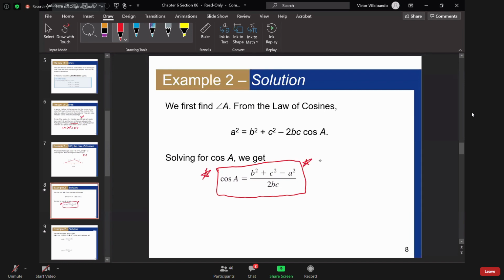That's the formula to find angle A for the cosines. So again, if you knew this first one, you could solve for it. You just subtract b squared, subtract c squared, and then divide by negative 2bc. So that's the formula.